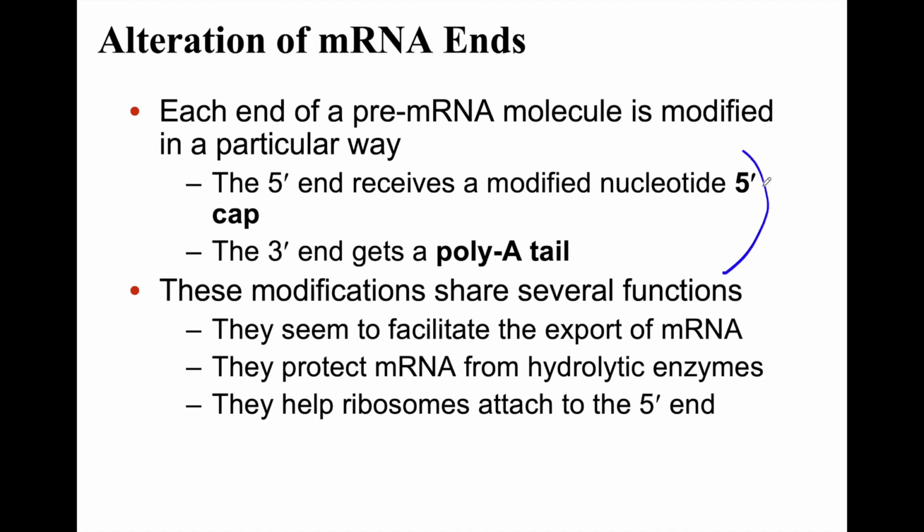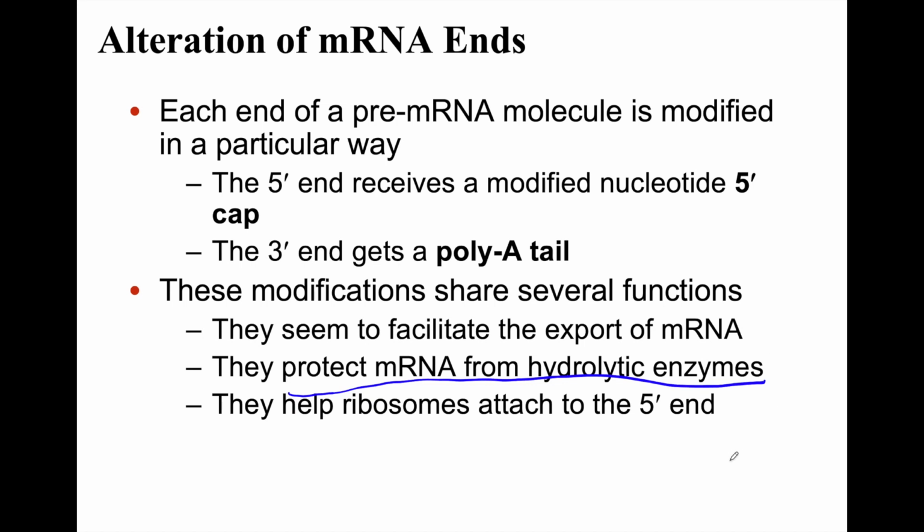Okay, well, these 2 things, the 5' cap and poly A tail, one thing they do is they help the mRNA to leave the nucleus and go to the cytoplasm. Another thing they do is they help the mRNA to attach to ribosomes, which is where they're going to need to go, so the ribosomes can read the mRNA to make the polypeptide or protein. The other thing they do is they protect the mRNA from hydrolytic enzymes.